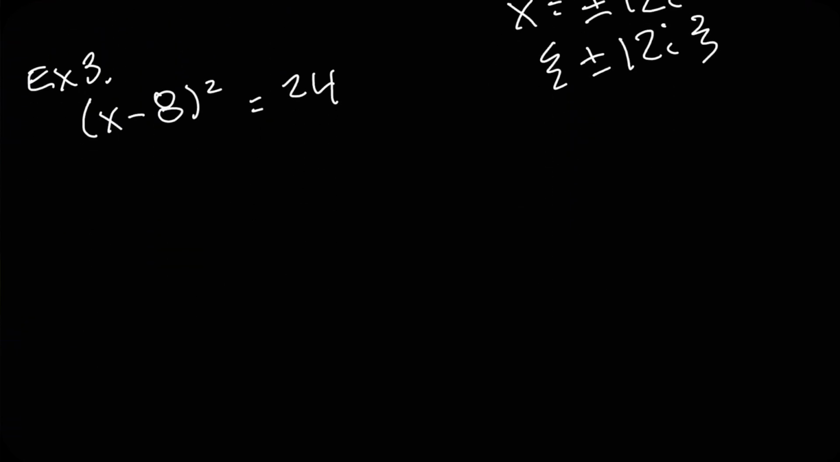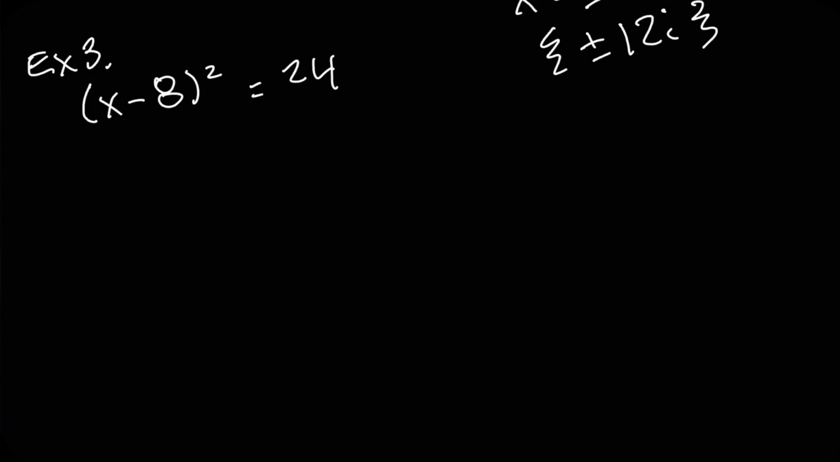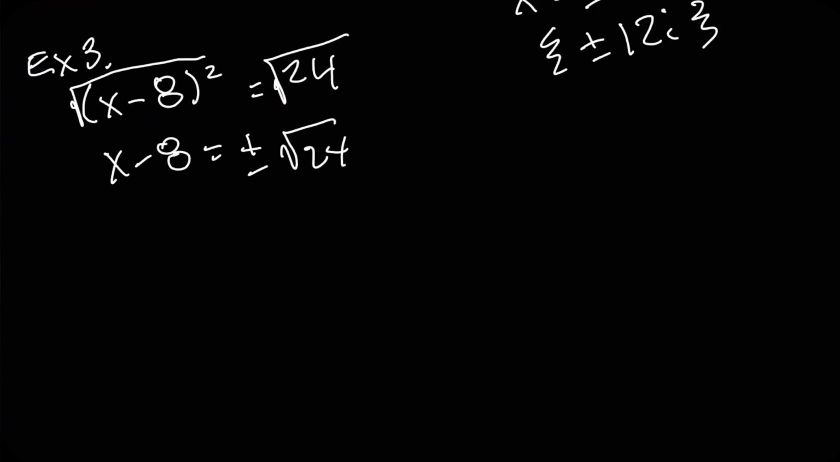Example number 3, we have x minus 8 squared equal to 24. Let's go ahead and take the square root of both sides. This will give us x minus 8 is equal to plus or minus the square root of 24. And now what we want to do is go ahead and get all our numbers to one side. So let's go ahead and add that 8 over to the right hand side. So this will give us x is equal to 8 plus or minus the square root of 24.